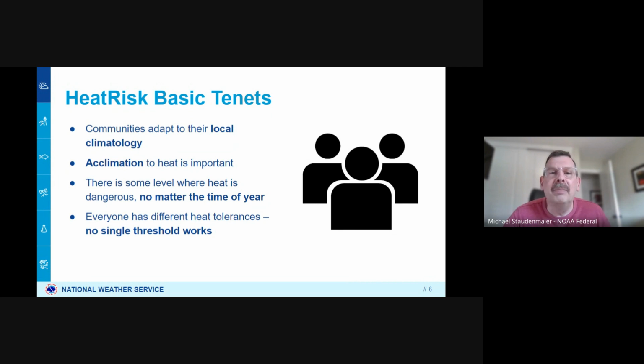Research showed us that acclimation occurs on a time scale of a week or two. So we've created thresholds that change over that time scale, similar to how the normal climate curves change at each location. Research has also shown that there's some level of heat that's physically dangerous to the human body no matter the time of the year, but it also suggested that everyone has different heat tolerances. So this means that a single threshold isn't going to work for everyone. So we built a 5-color and number system into the approach to provide information specifically for a variety of heat tolerant groups.